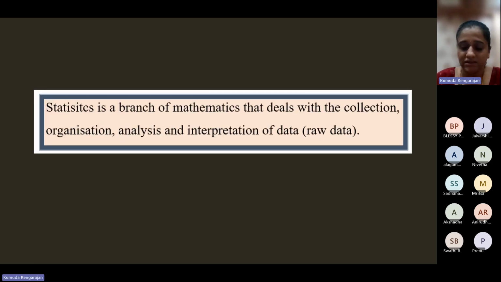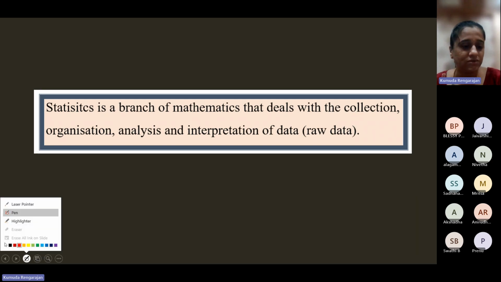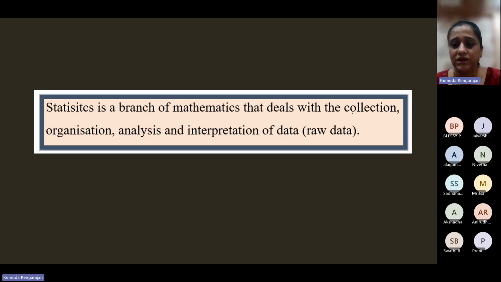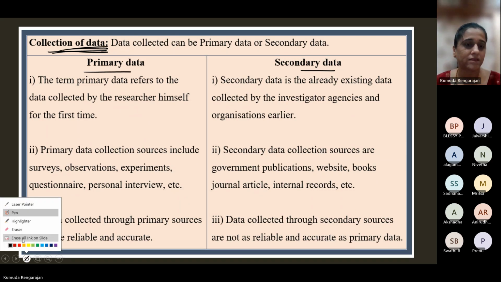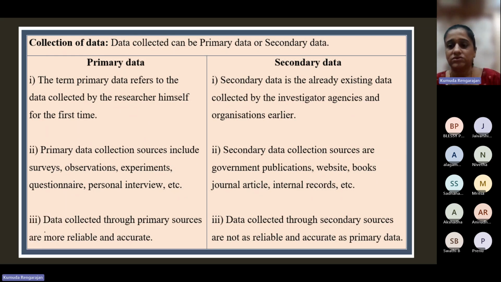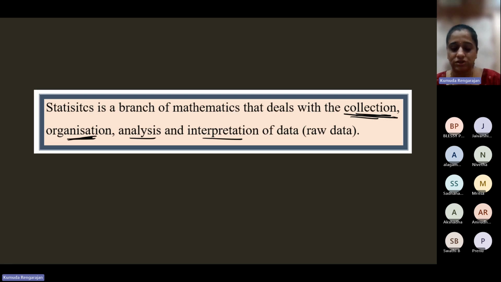So what are we seeing in these slides? You can see the four terms, right? You can see collection, organization, analysis, and interpretation, right? Collection. So that's what it is here. Collection of data. Data collected can be primary data or secondary data. So this is collection, organization.